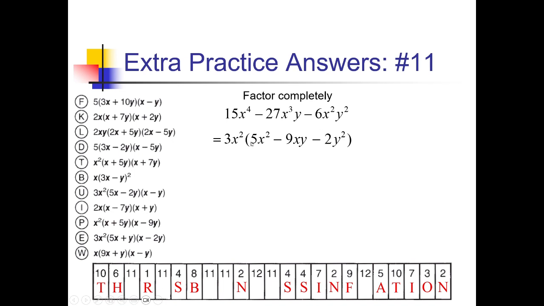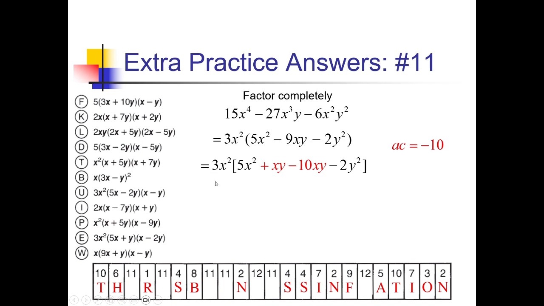I have 5 times negative 2, an AC value of negative 10. So I need factors of negative 10 that add up to negative 9. That's not too hard. 1 and 10 works. Positive 1, negative 10. So I'm going to split up this negative 9xy into a plus 1xy minus 10xy. And now I can do some grouping.